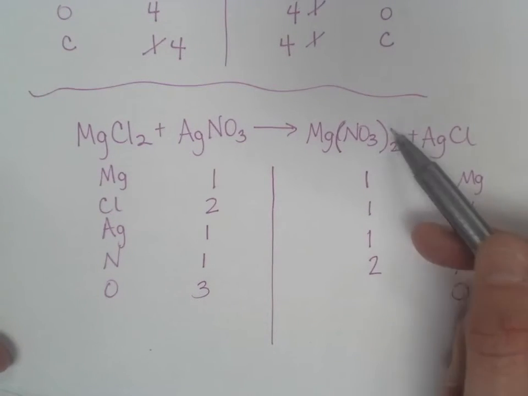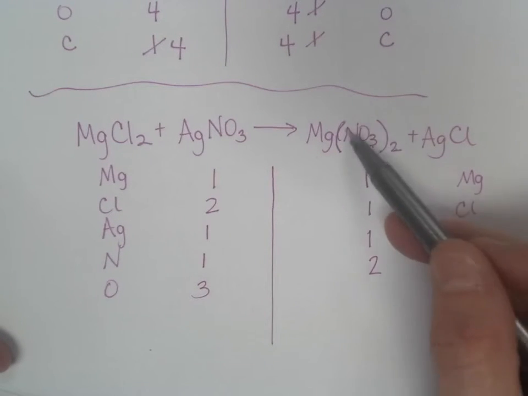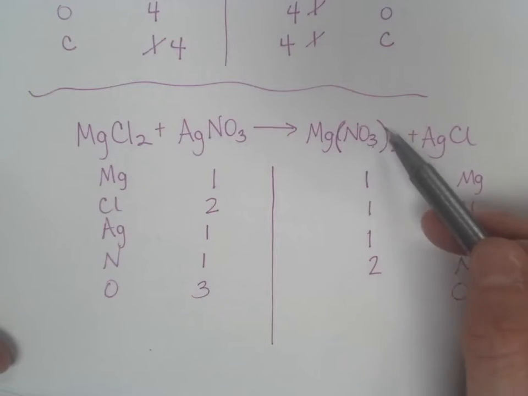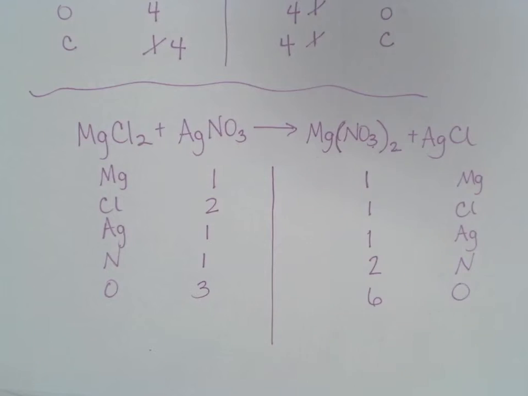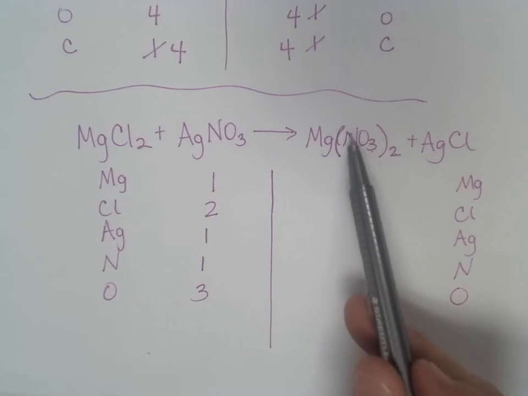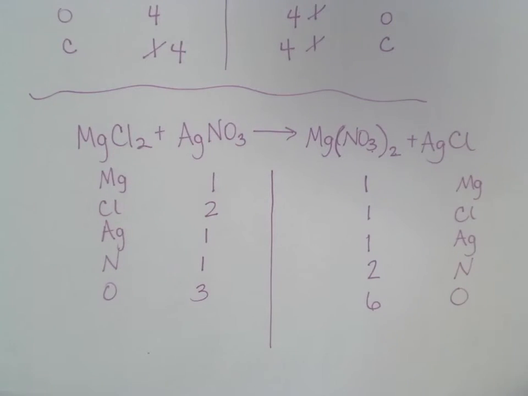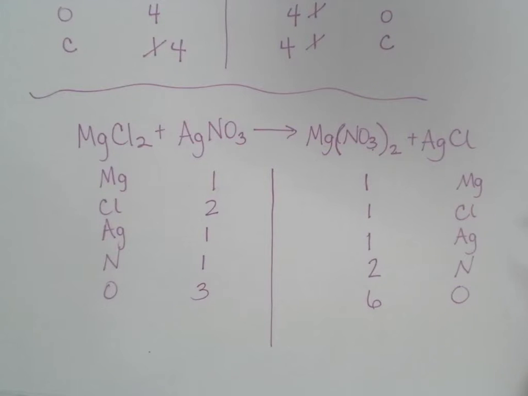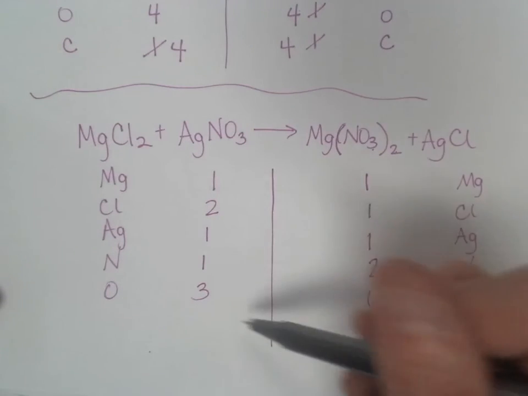Oxygen, this subscript is for this whole thing in parentheses. Well, there's 3 O's and there's 2 of these nitrate ions. So that means there's 6 oxygens because there's 2 of these total, and in 1 there's 3 oxygens. So you do 3 times 2 is 6. Okay, so now we can see that several things are out of whack here. Our magnesiums are equal, but our chlorines are not. And our silvers are equal, but our nitrogens and our oxygens are not.